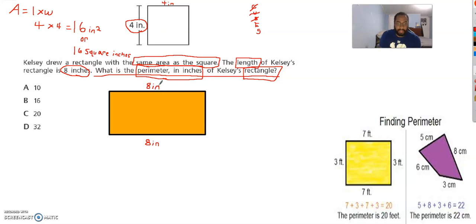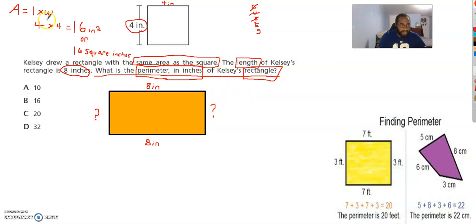Excellent job, Chloe. Now we're missing two sides. We need to find those two sides before we can find the perimeter. So let's look back at this. They said the rectangle has the same area as the square.